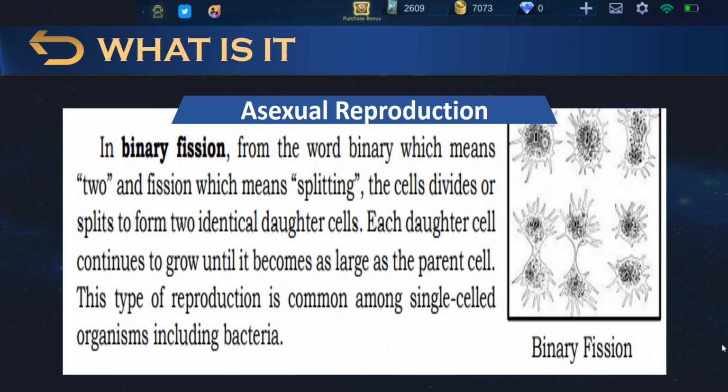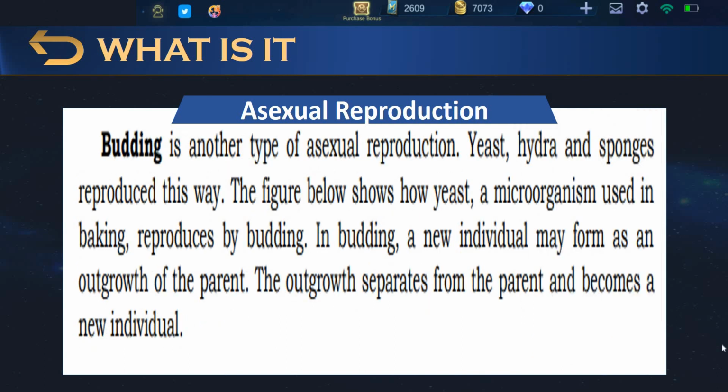The next one is binary fission. From the word binary, which means two, and fission, which means splitting, the cell divides or splits to form two identical daughter cells. Each daughter cell continues to grow until it becomes as large as the parent cell. This type of reproduction is common among single-celled organisms, including bacteria.